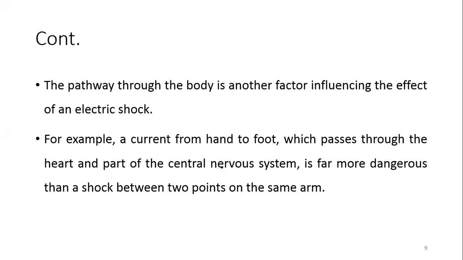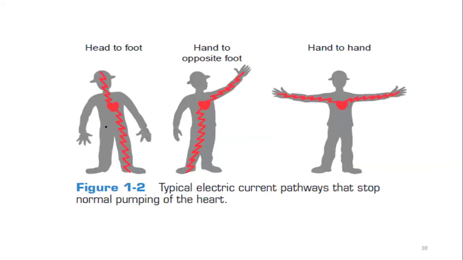The pathway through the body is another factor influencing the effect of an electric shock. For example, current from hand to hand that passes through the heart is severe, and hand to foot as well. Any current that passes through the heart will be more dangerous compared to current through only one arm. And head to foot, passing through the heart, is also very dangerous.